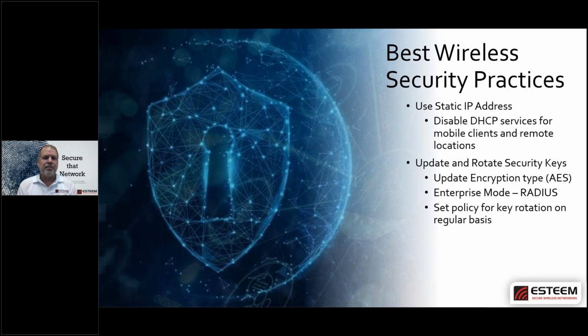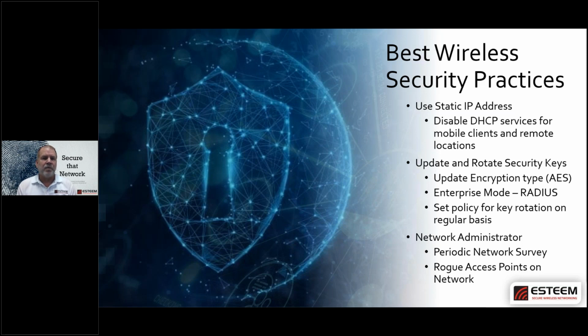You also want to set a good policy to change those keys. Okay, especially if your hardware is limited to some of the older encryption styles, we want to make sure that we're rotating that key. And then also, as the network administrator, you want to do periodic network surveys. Make sure we don't have any rogue access points on the network. Sometimes users will bring these in so they can bypass some of the security measures. Make sure you know what's on your network.